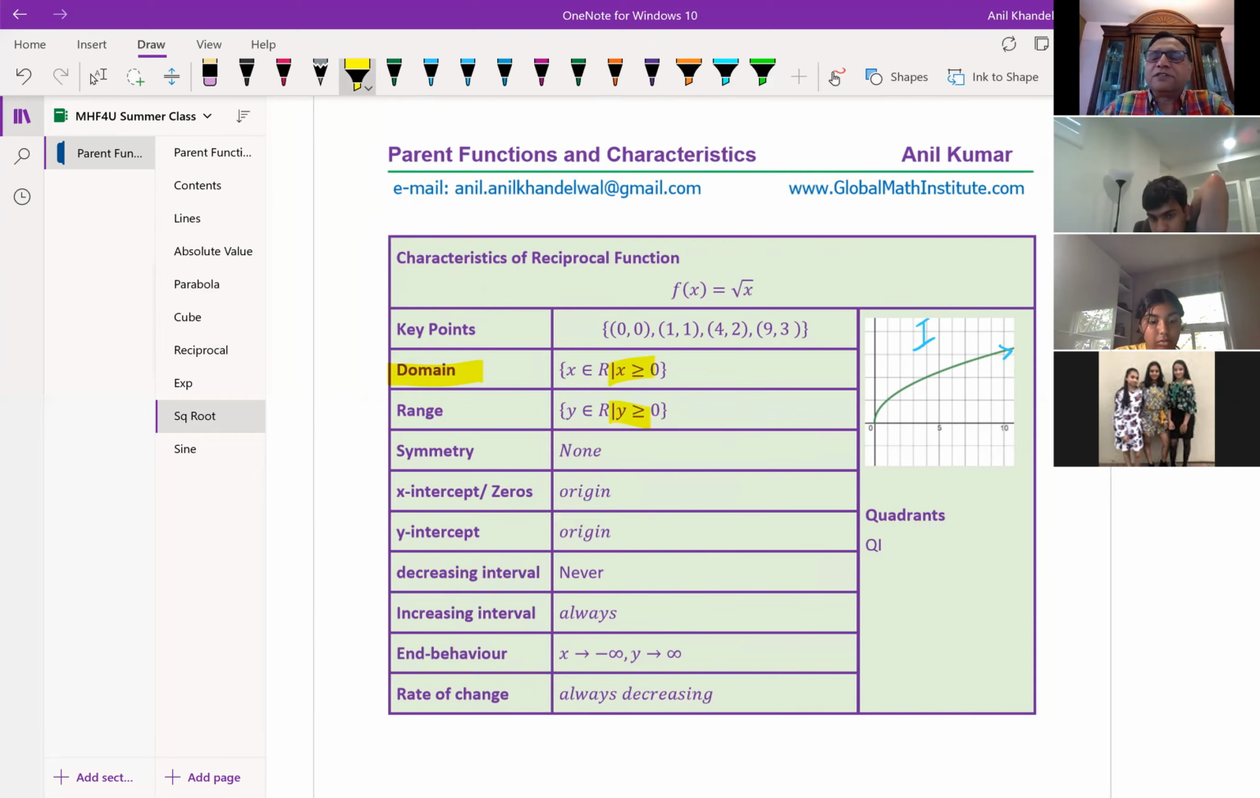Very clear. And this function is always decreasing or increasing? Tell me. Always increasing. What about the rate of change? Tangent. What is happening to the rate of change? Is it always increasing, always decreasing? What is happening? It looks like it's always increasing. No. This is a vertical line, meaning kind of infinitely large, right?